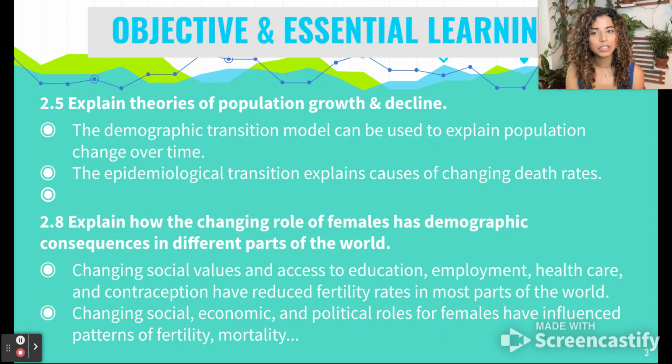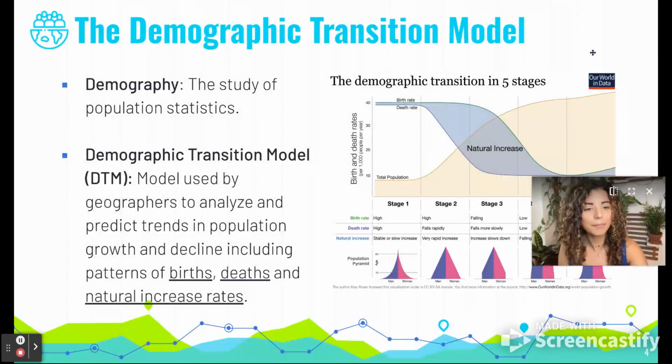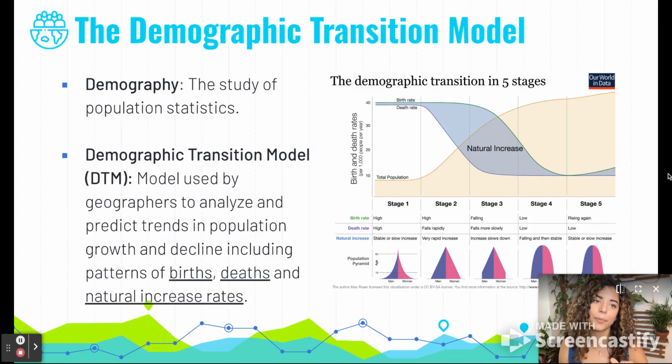So the demographic transition model is an excellent way that we can use. This model helps us remember what's happened typically when we see societies' population demographics changing. And it also goes hand in hand with epidemiological transitions, which means the causes of the change in death rate. And then again, for 2.8, how female demographic consequences differ in different parts of the world and those factors. So for the demographic transition model.